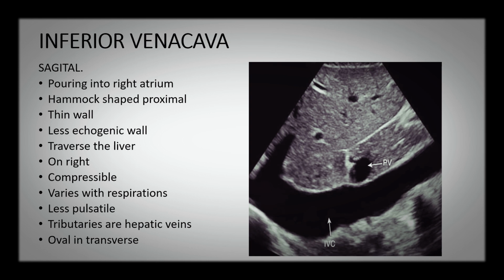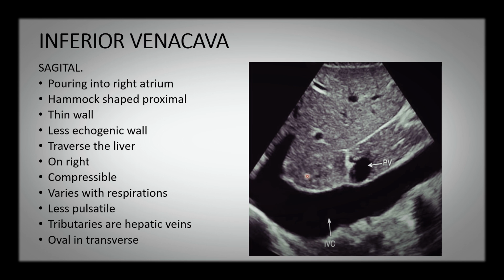Alright, so what of the inferior vena cava? In sagittal, this is how it appears. It is hammock shaped. Here we can see it curving to pour into the right atrium, whereas it traverses through the liver. So part of the liver lies anteriorly, whereas some part of the liver lies posterior to it. The walls are thinner compared to the aorta and less echogenic. With respirations there is some variation, and it can be compressed on real-time scanning.